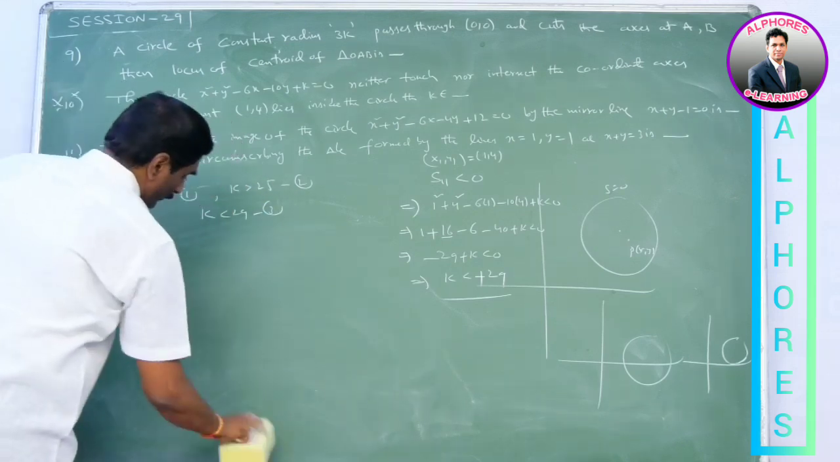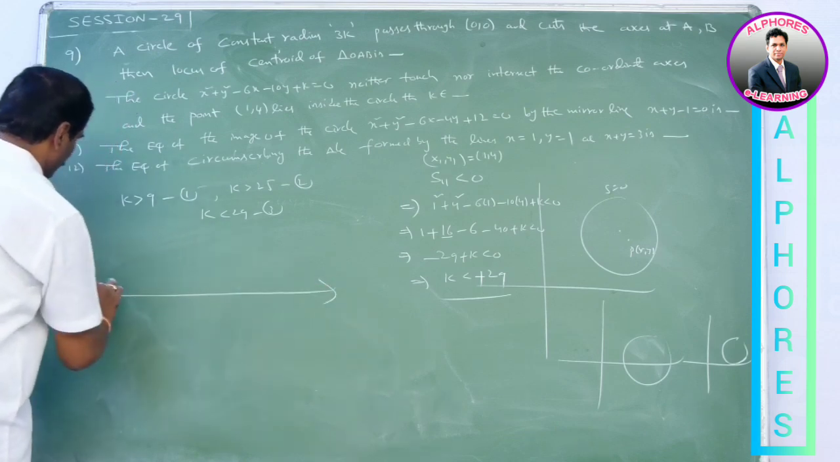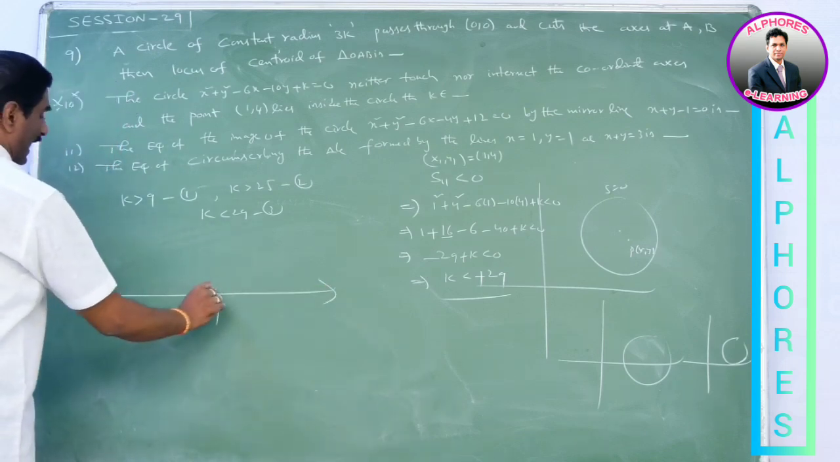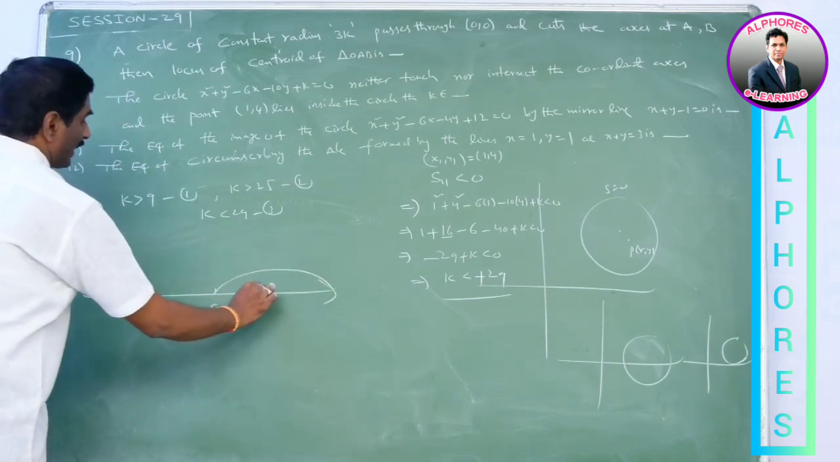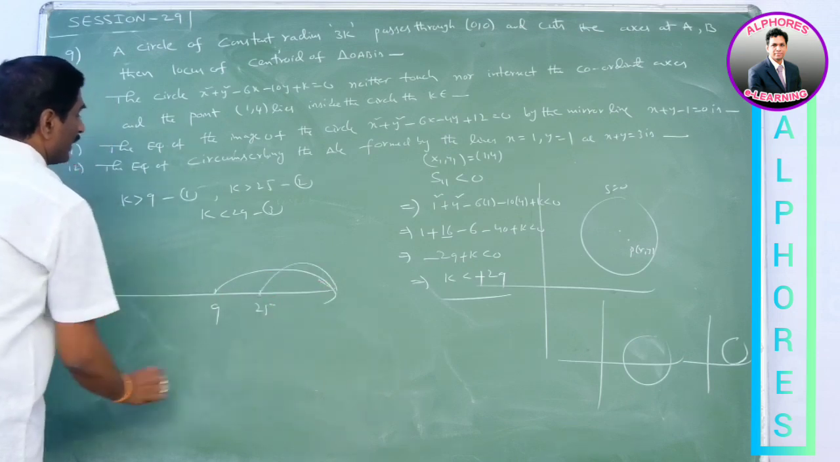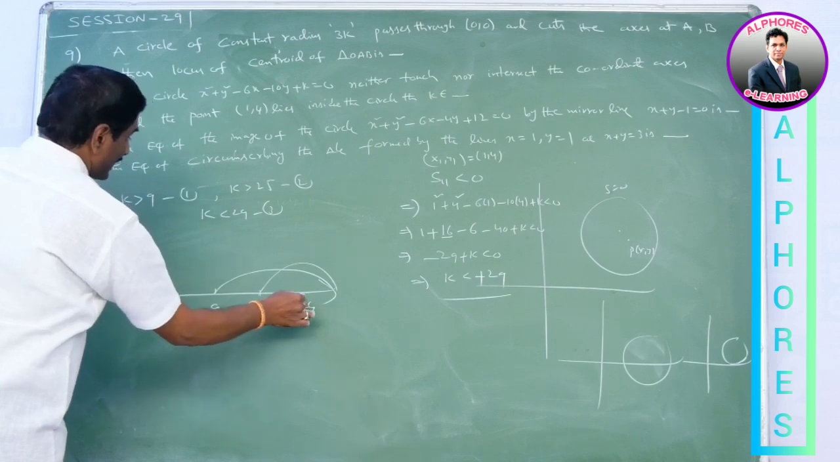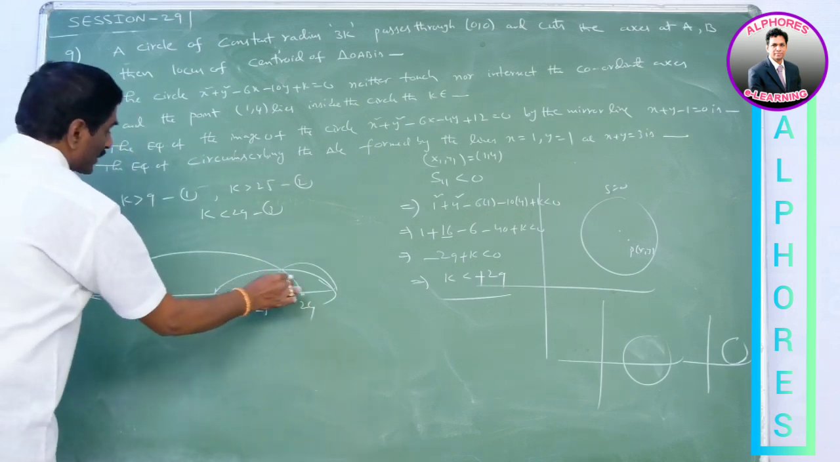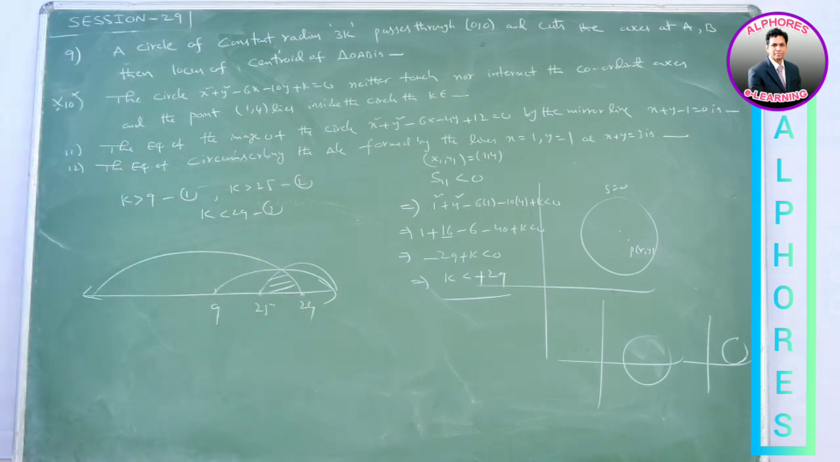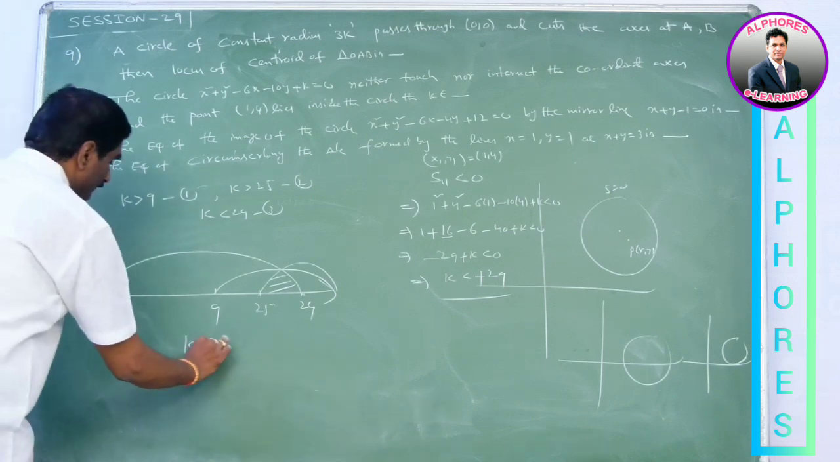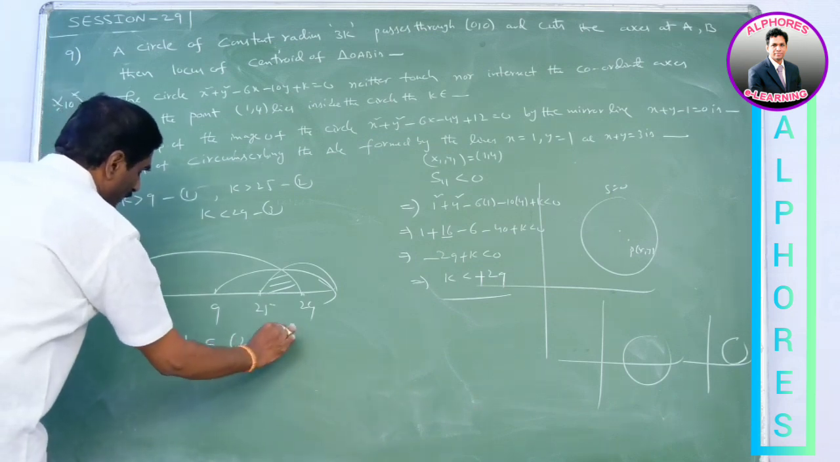By using the number line, we find the common solution. First, k greater than 9. Okay, k greater than 25. Okay, k less than 29. The common solution of these values is k belongs to 25 to 29.